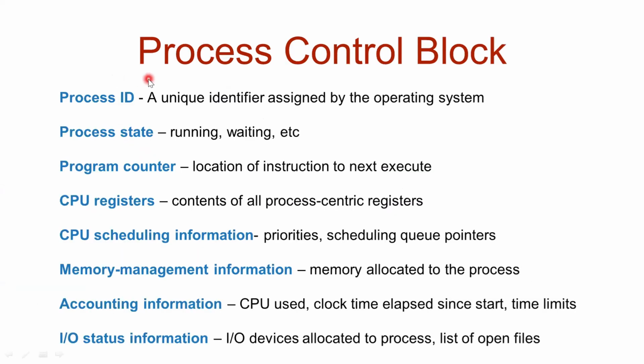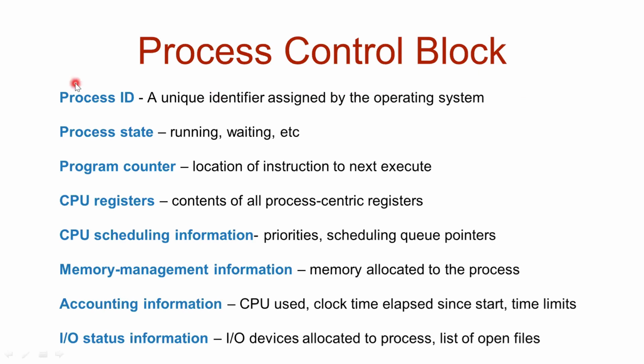Let's now understand the process control block. As a person, we have so many attributes, like I have brown eyes, I have black hair. Every process has some attributes. These attributes are stored in the process control block. In some books, it is also referred to as the task control block.